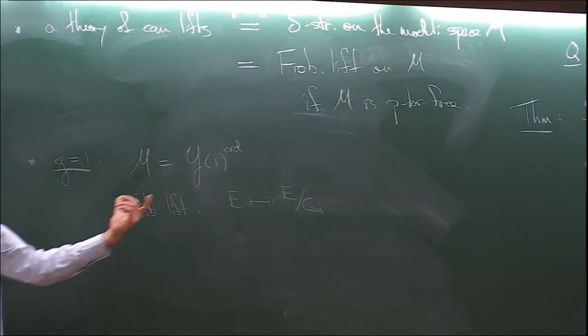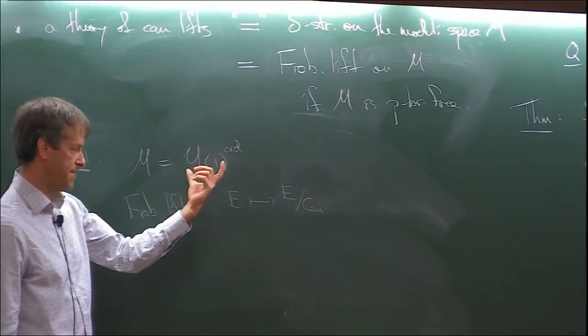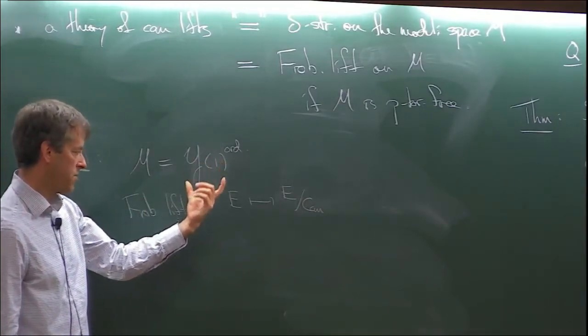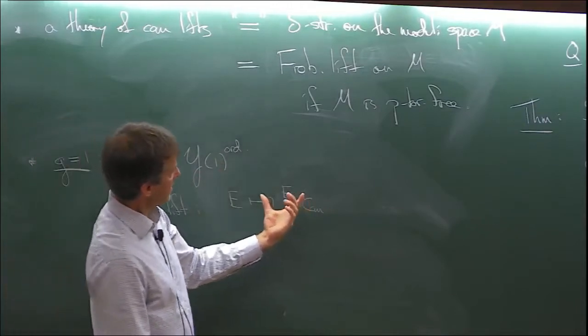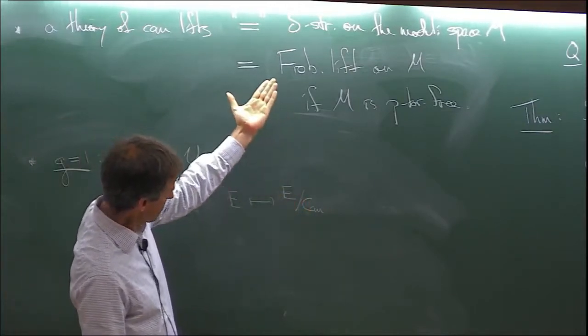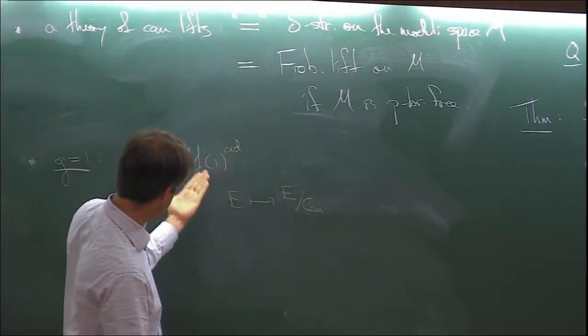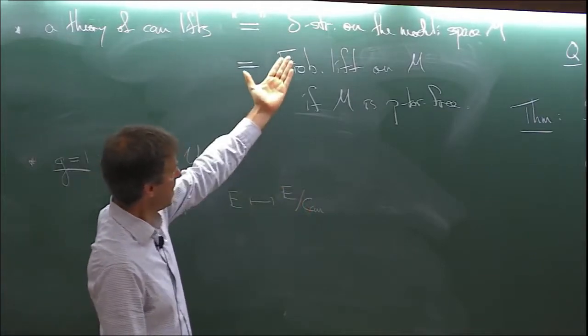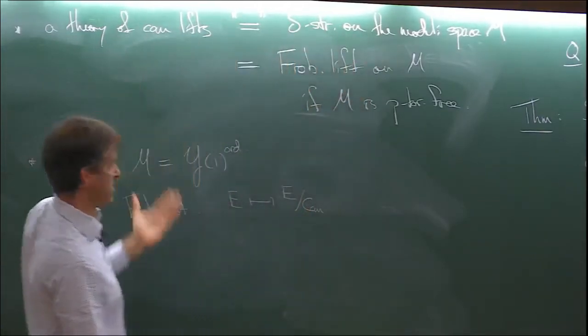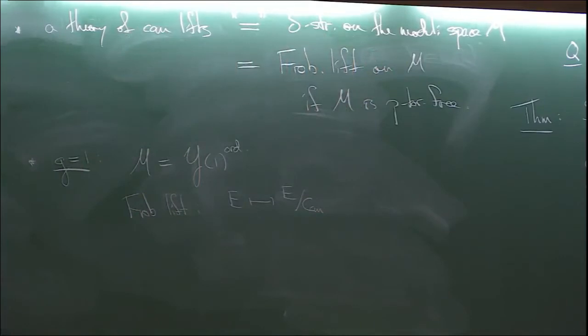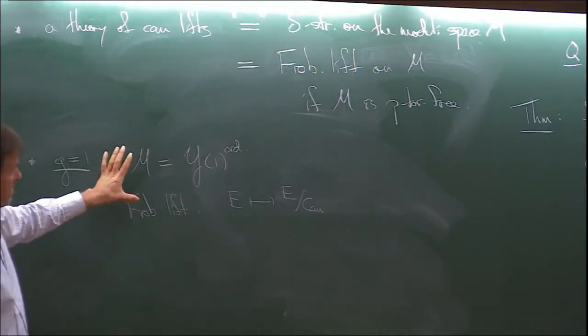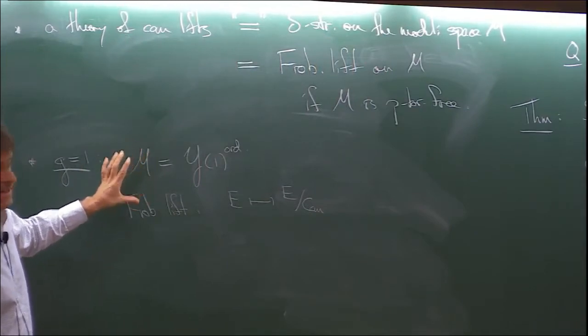And this is p-torsion free, so we have a Frobenius lift on this p-torsion free scheme. Therefore, it corresponds to a delta structure, so we have a theory of canonical lifts, and that's what the usual Serre-Tate theory of canonical lifts is in the genus 1 case.